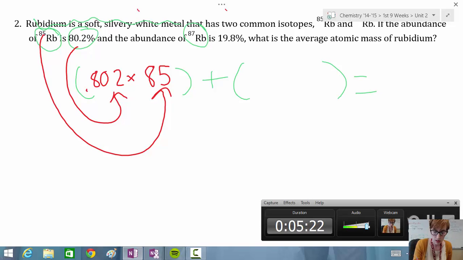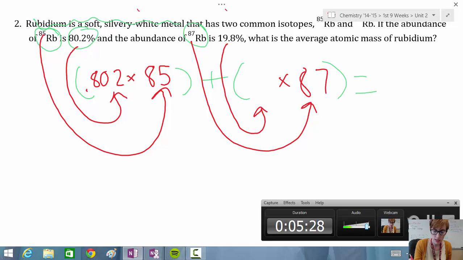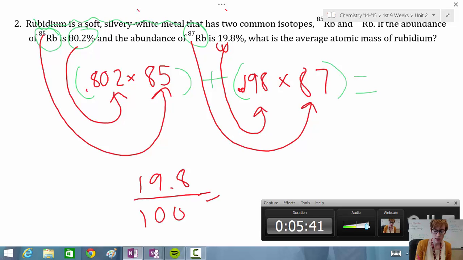Now the next one. It's rubidium 87. Multiply it by the percentage of rubidium 87 as a decimal. Again, move the decimal over twice: 0.198. If you don't know how to write the percentage as a decimal, just take the percentage and divide it by 100, and that will give you the percentage as a decimal.